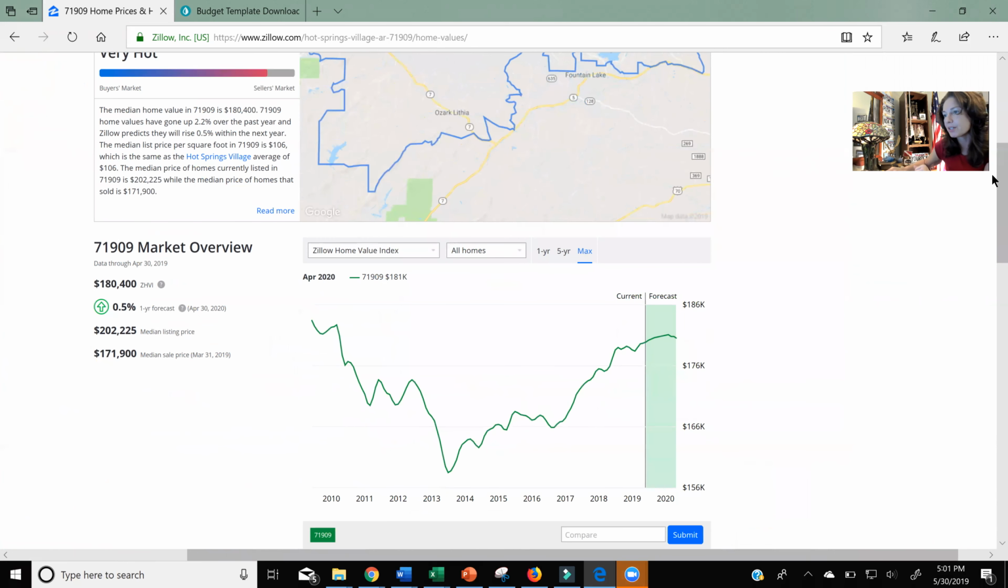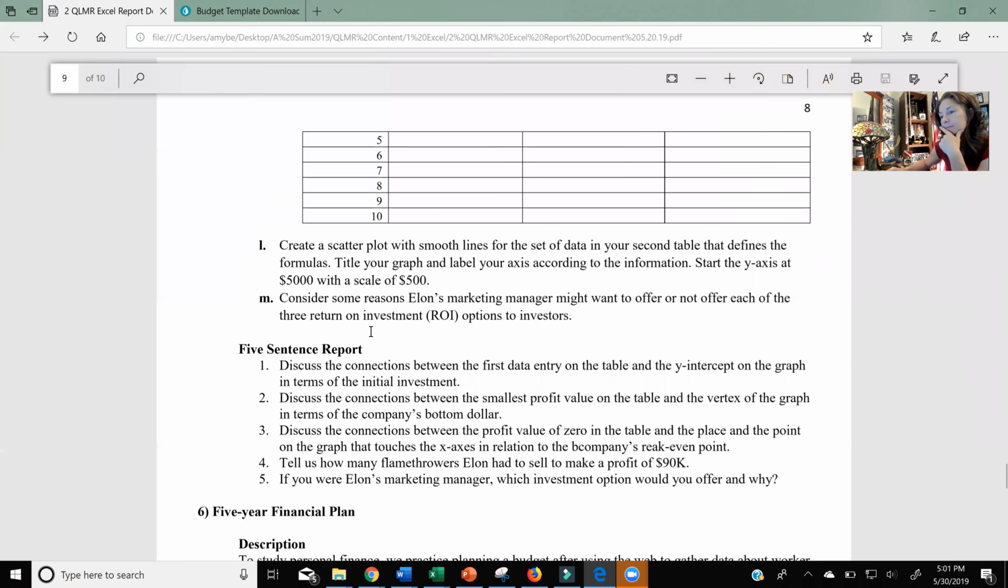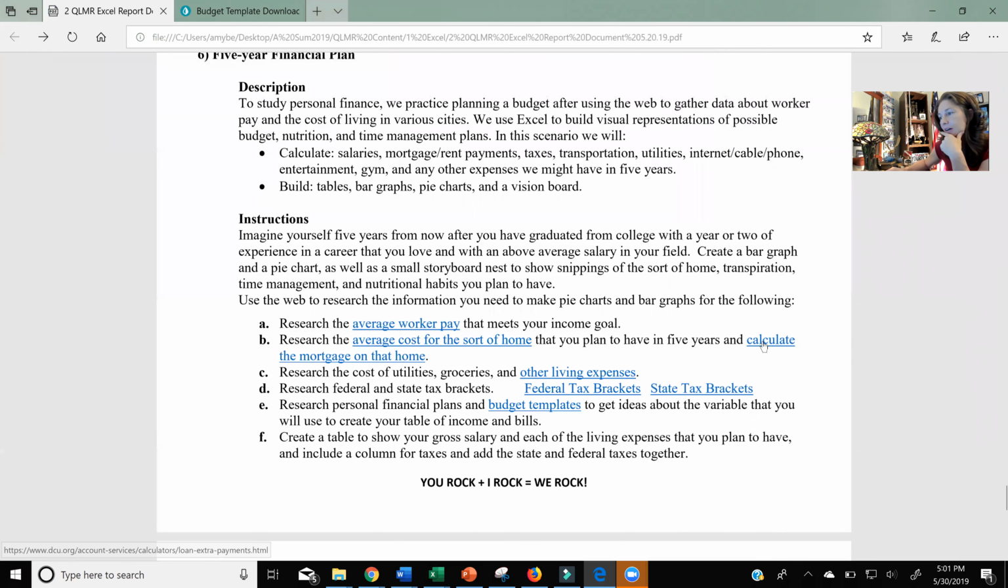But you can come here on Zillow and put in what type of house you want. You want a 3-bedroom house? You put it in here and it's going to give you the average price for a 3-bedroom home in my area, which is $155,000. So then now I have that average price. So I'm going to go back to my document and calculate the mortgage on that home.